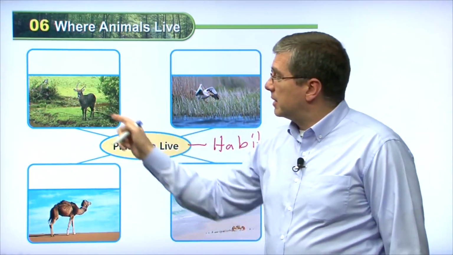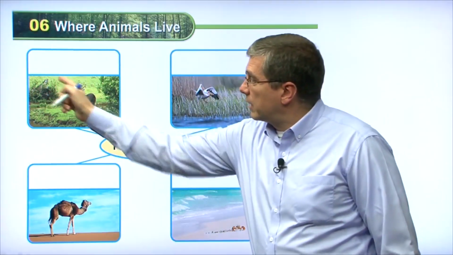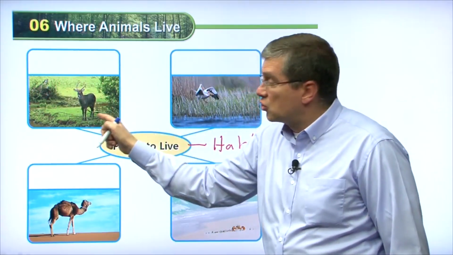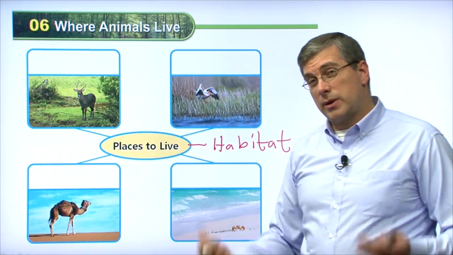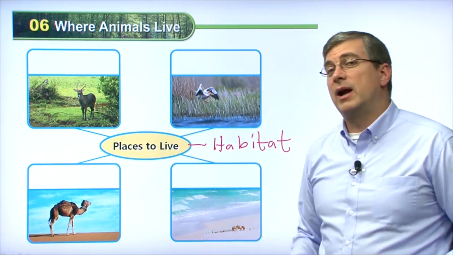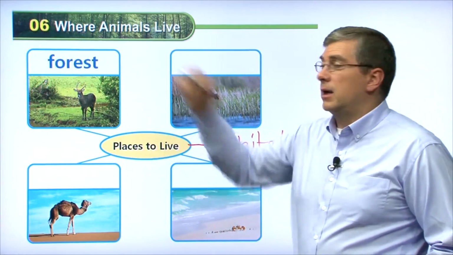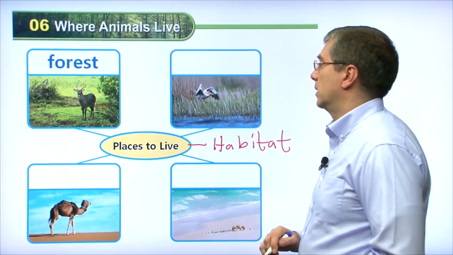We've seen this antelope. It's living... We're not talking about this area over here. We're talking about this area where there's lots of trees and plants. Where there's an area with a lot of trees and plants, what kind of area do we call that? We call that a forest. Okay, so that would be a forest.